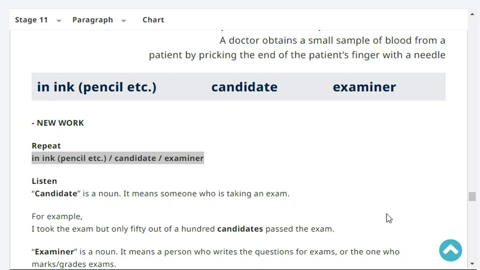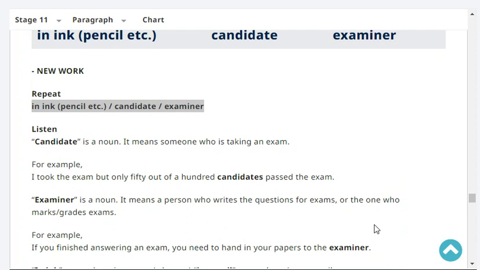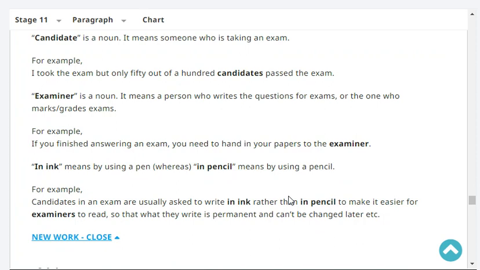Okay, listen. The word candidate is a noun. It means someone who is taking an exam. For example, I took the exam, but only 50 out of 100 candidates passed the exam. Examiner is a noun. It means a person who writes the questions for exams or the one who marks the exam. For example, if you finish answering an exam, you need to hand in your papers to the examiner.